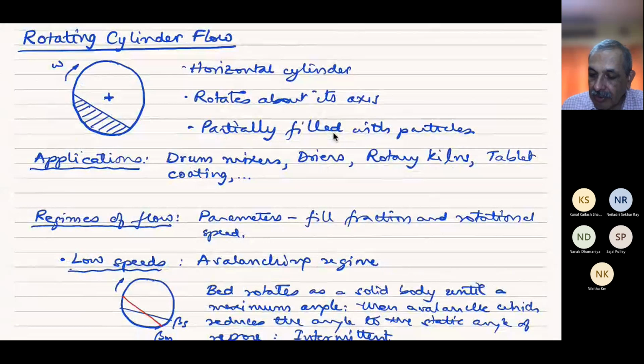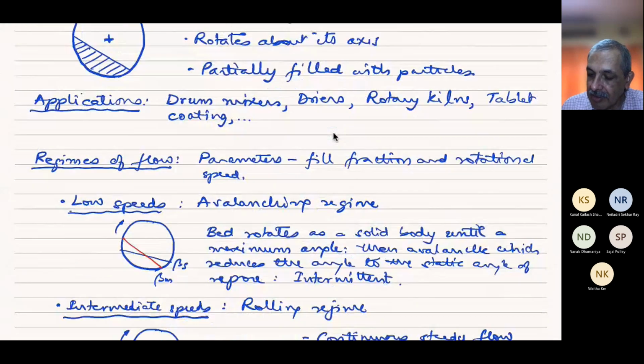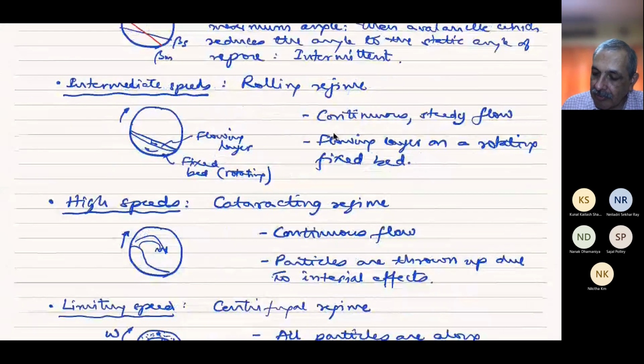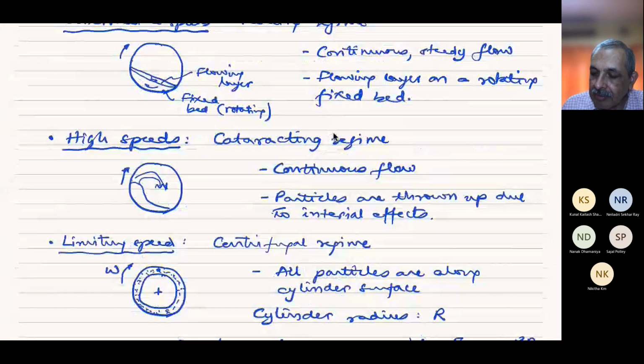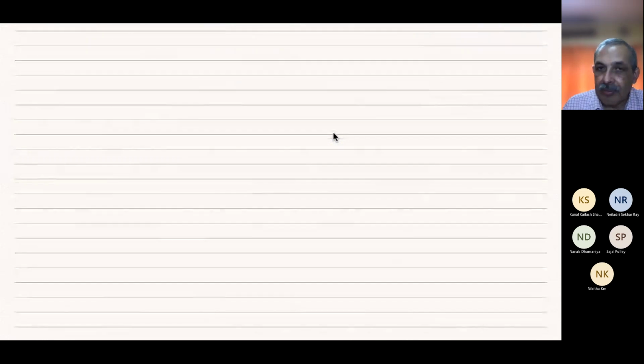Then today we want to talk about this rotating cylinder flow. We spoke about what are the different regimes, and now what we'll do is essentially do an analysis of this surface flow in a rotating cylinder. So that's really what I'd like to do today.